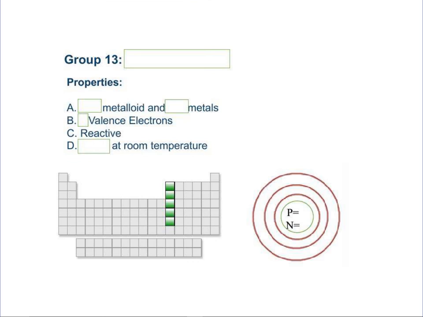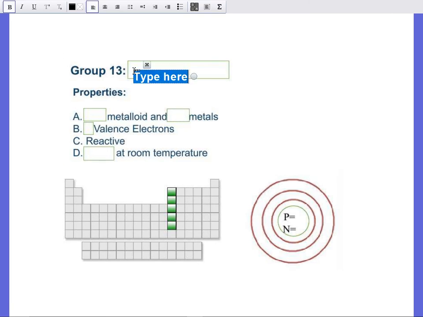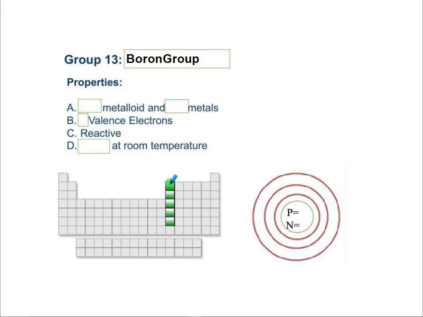Group 13 is a really easy one to remember because you can look it up on your periodic table. It's called the boron group. And the reason it's called the boron group is because the top element, the one I highlighted in green, is also boron. So you can look that up in your periodic table on your test.